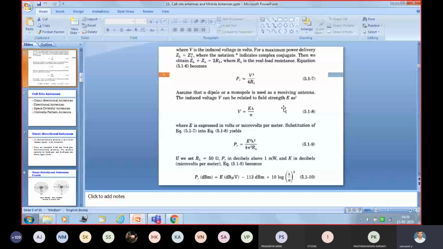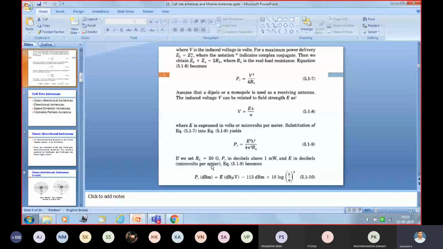See this one, automatically we have to substitute RL equal to 50 ohms. Then automatically we are getting, in terms of dB, minus 113 dBm. So when we substitute 4 into 50 like this, plus 10 log of E lambda by pi whole square. Why are we getting minus here? Minus 113 dBm is coming from the denominator. That's why we are getting negative.